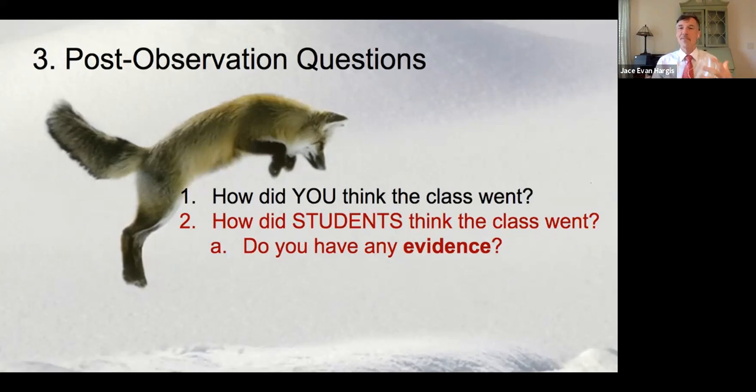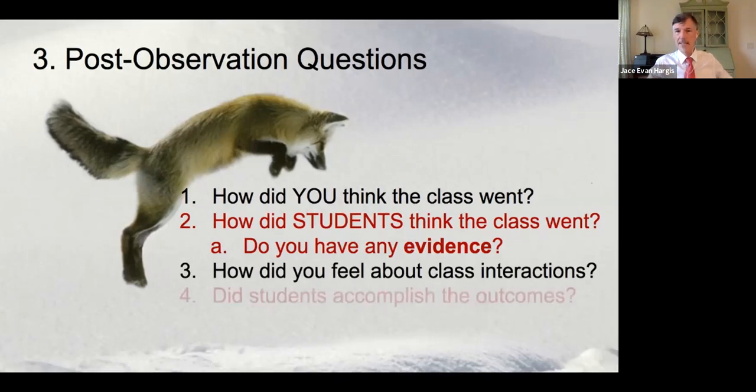How about the students? How do you think they thought? Oh, I think they really enjoyed it. Okay, what evidence? Well, they smiled. They nodded. Okay, those are fine, what we call indirect measures. Do you have any direct measures of evidence that indicated that you or they thought that it went well, that they could do something differently, that you learned something? So I'd encourage you to think about how you're gathering that evidence.